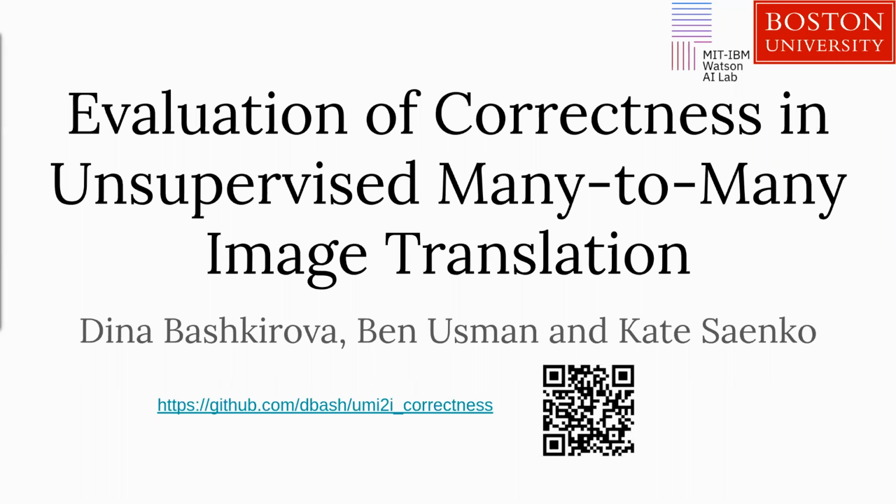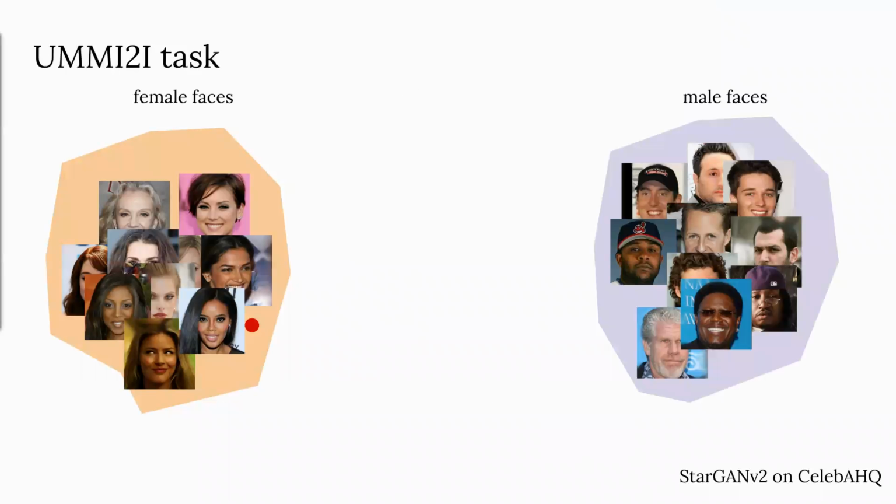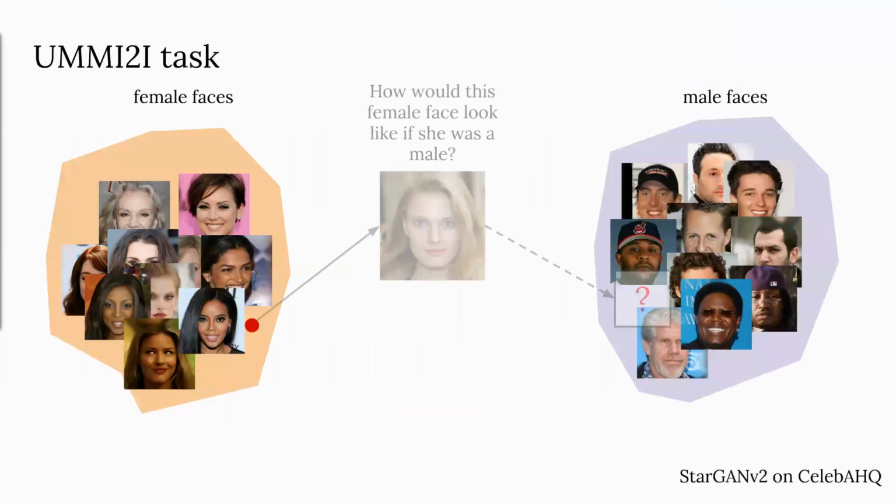We present our paper, Evaluation of Correctness in Unsupervised Many-to-Many Image Translation by Dina Bashkirova, Ben Usman, and Kate Saenko. Given a pair of semantically similar but visually different domains, unsupervised image-to-image translation aims to learn a mapping of images from one domain to another so that the translation result is a plausible example from the target domain and the content of the input image is preserved in the translation result.